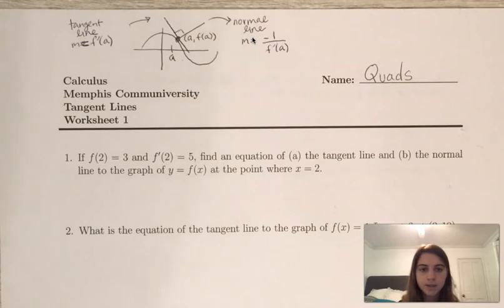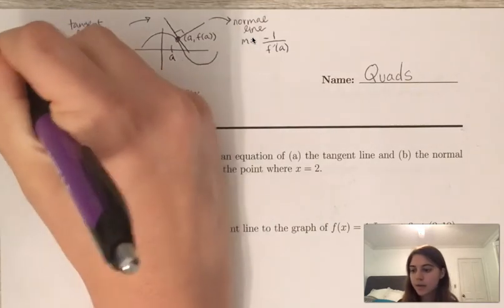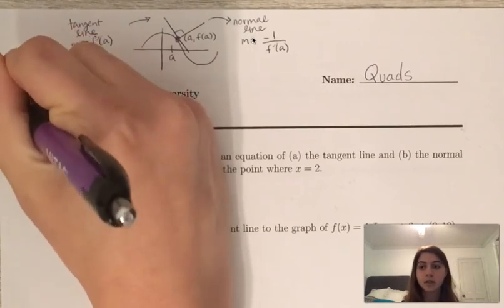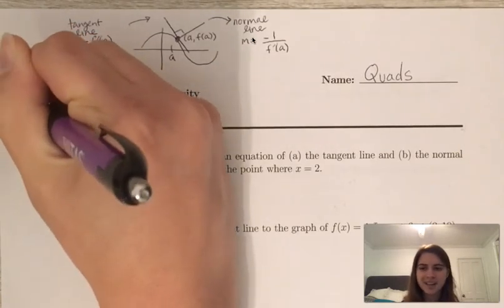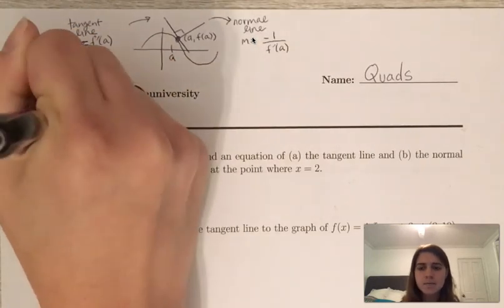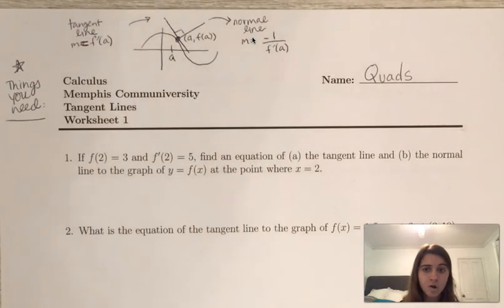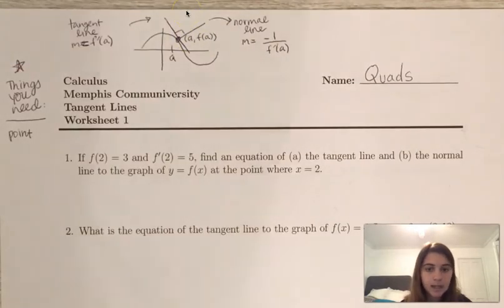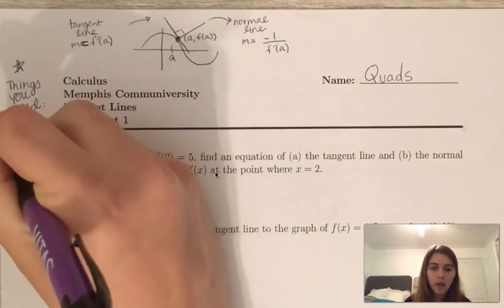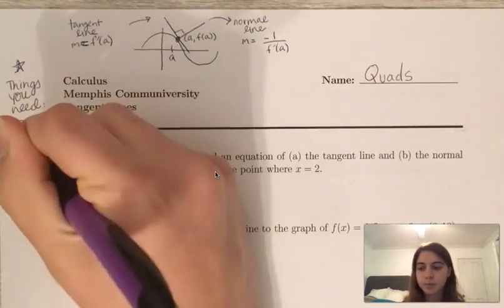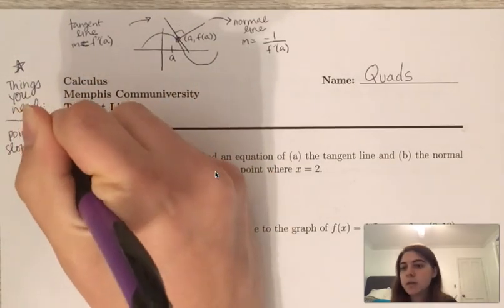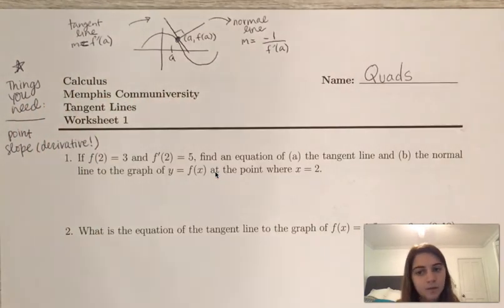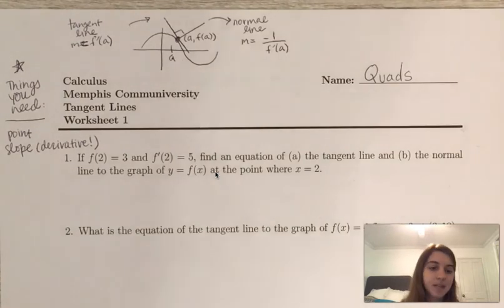So I think we'll get started here with number 1. Oh, right, before that, we should note some of the basic things you're going to be looking for when you're doing these problems. The things you need are the point, so this, and the slope. That's how you get the equation of the tangent line. If you remember the point-slope form of an equation, those are the two pieces you need. And the slope is the derivative, like I said before. So basically all you're doing is finding the point and taking the derivative at the point.